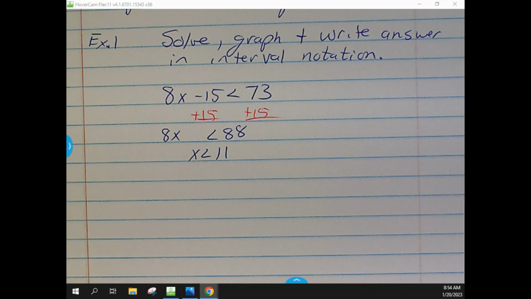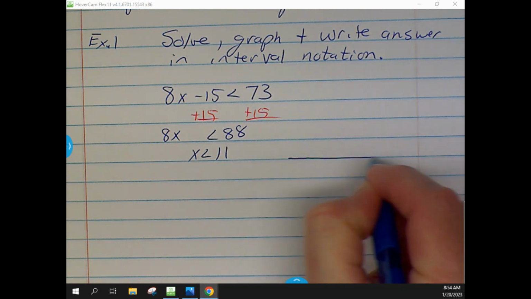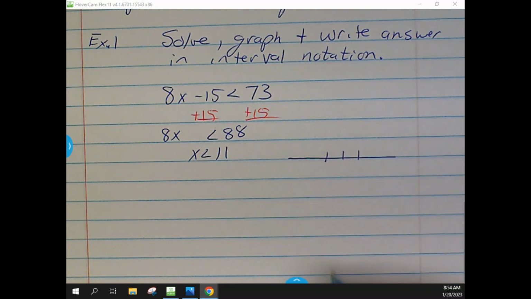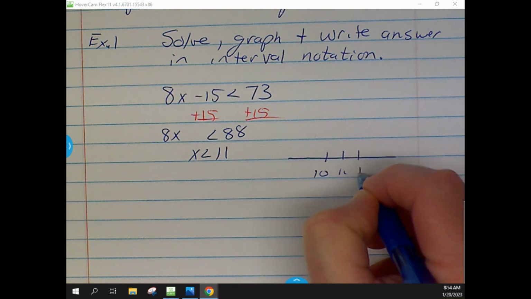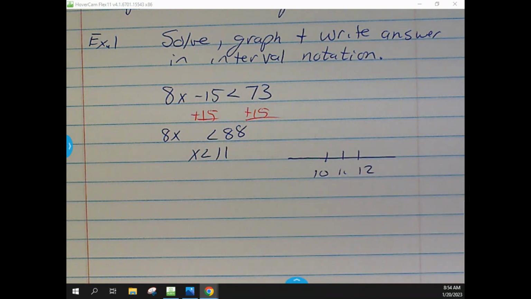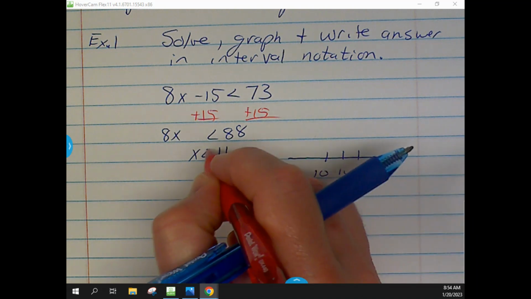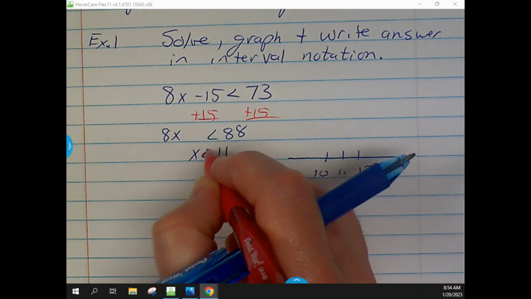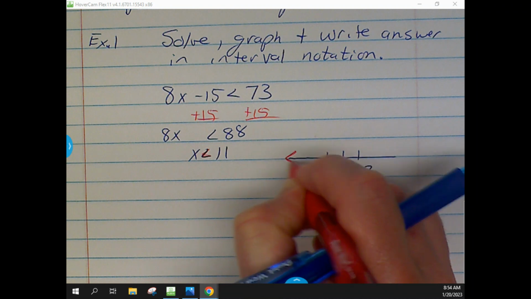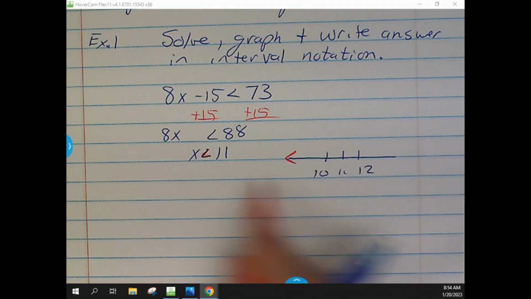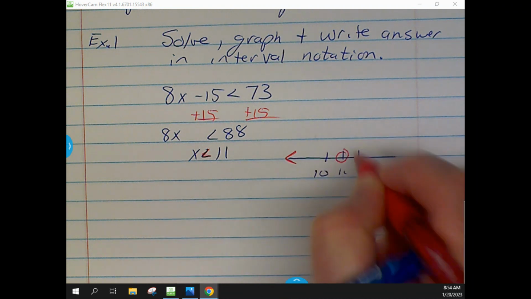Graphing it. Okay, so we've got 10, 11, 12. And again, as long as the x is first, it always tells you which way to go. You've got to have the arrow graphing that side. And when you get to 11, it's going to be an open circle.